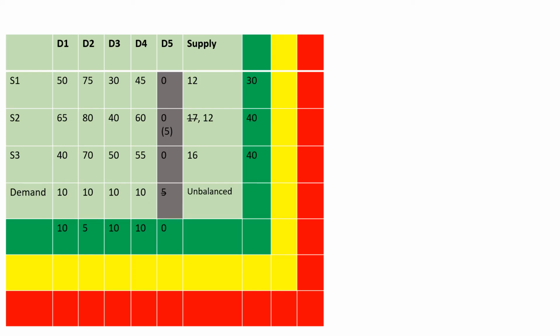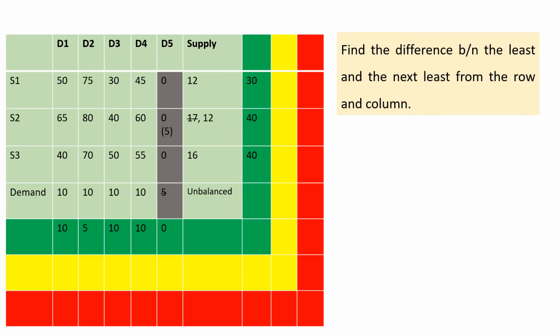So we have to write the difference between the least and the next least values. So from the row, the least value is 13, and the next least is 45. So here we have to write 15. And in the second row, 40 is the least, and the next is 60. So we have to write here 20. And S3, 40 is the least, and 50 is the next least, and their difference is 10. And let's come to the column.